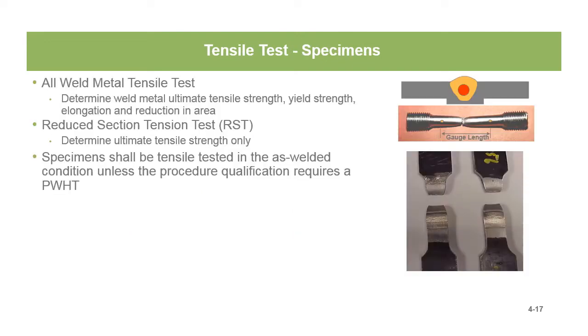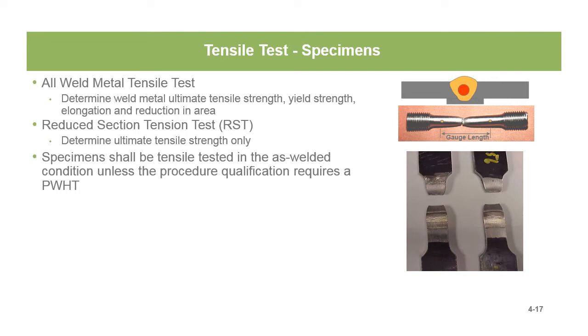Tensile test specimens. You can see that we've got an all-weld metal tensile test here. The red dot on the top illustration is where the tensile test was cut out of the weld. An all-weld metal tensile test is used to determine weld metal ultimate tensile strength, yield strength, elongation, and reduction in area. The reduced section tension test determines the ultimate tensile strength only.